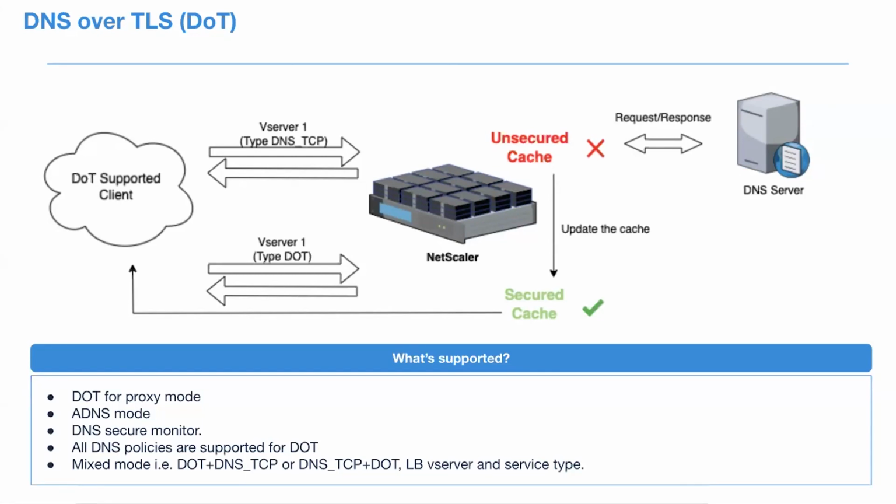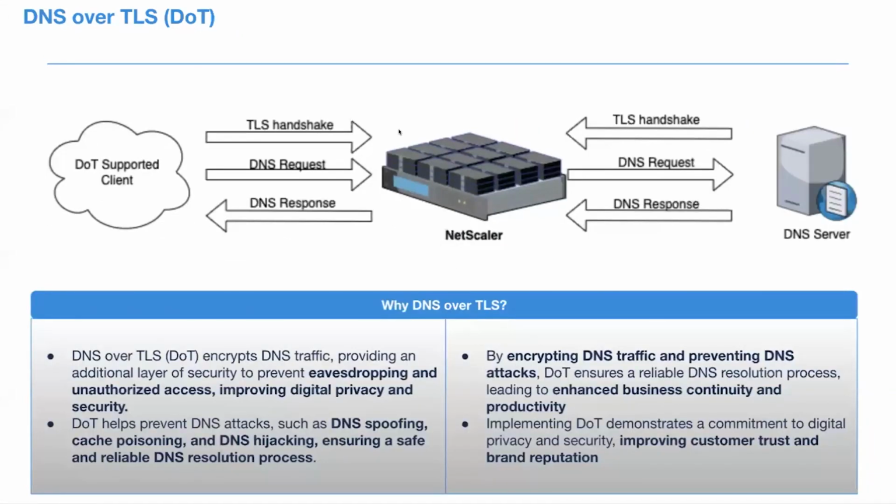First we will go with DoT for proxy mode. How it works is you just set up your LB vServer and backend server with type DoT, and NetScaler will initiate a TLS handshake with the client and the server to establish a secure connection. The client will send encrypted DNS queries to NetScaler, which decrypts them, applies the configured DNS or SSL policies on the vServers, then re-encrypts them and forwards them to the backend server.